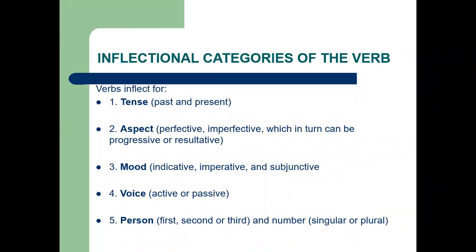Let's have a look at the inflectional categories of the verb. We said that verbs inflect for tense, that is to say past and present; aspect, perfective, imperfective, progressive or resultative; mood, indicative, imperative, subjunctive; voice, active or passive; and person, first, second or third; and number, singular and plural.